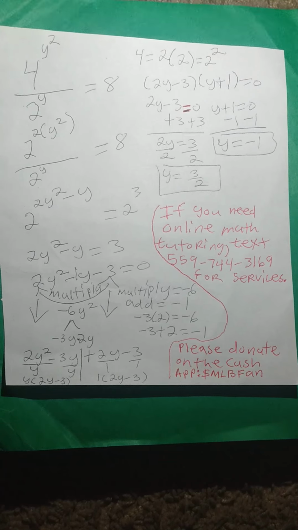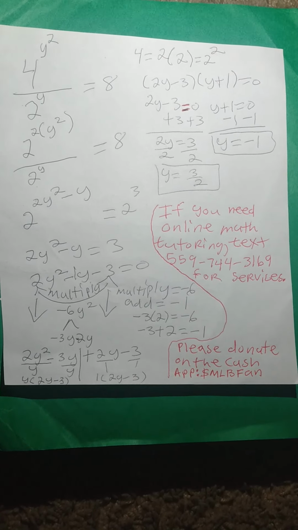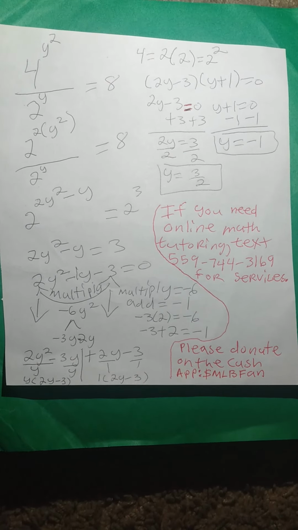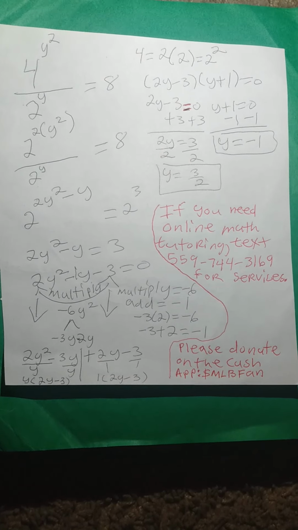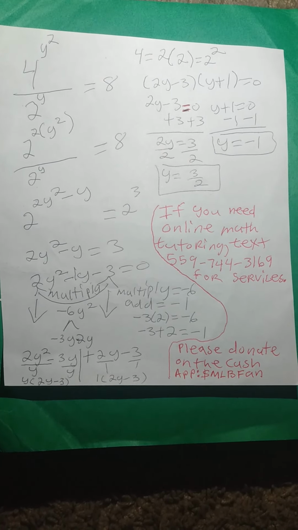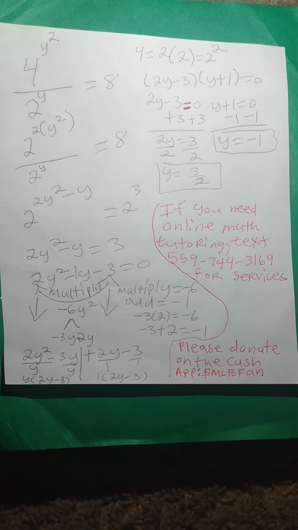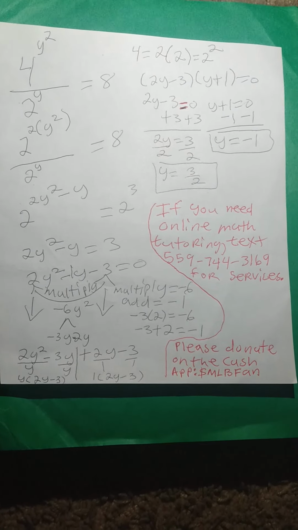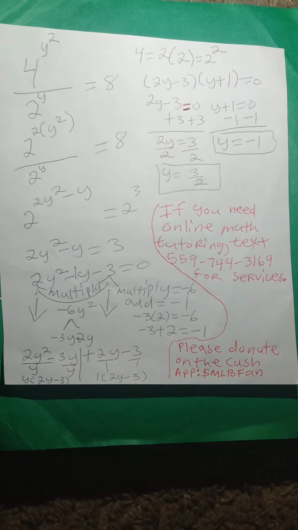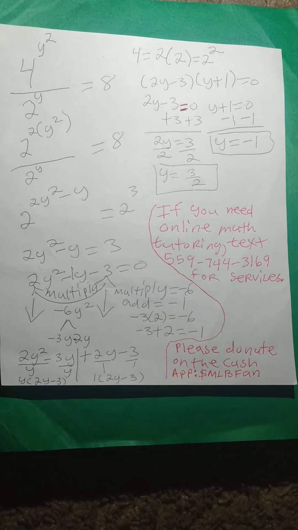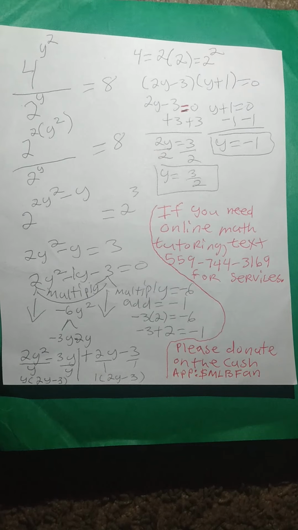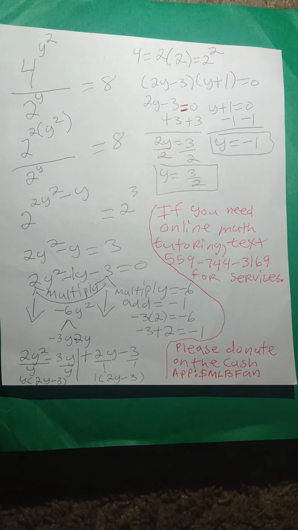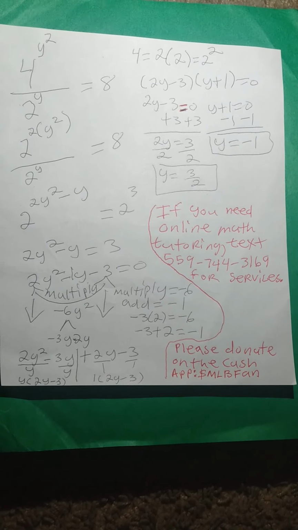Now we need to factor by grouping. So we want to multiply the first and third terms together, and that will give us 2y squared times negative 3, which will be negative 6y squared. Now we need two numbers that multiply to be negative 6 and add to be negative 1. Now we know negative 3 times 2 is equal to negative 6. Negative 3 plus 2 is equal to negative 1. So negative 6y squared can be rewritten as negative 3y times 2y.